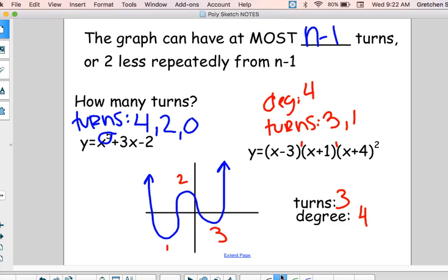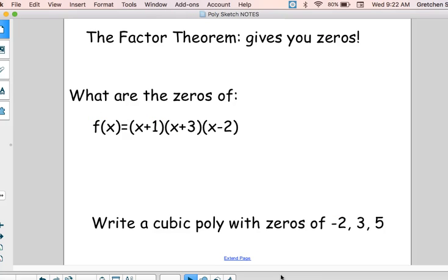So end behavior and turns are all based on the degree. The degree is the what? The exponent, the highest exponent. The other thing that we really look at is something you already know. It has to do with the factor theorem, which gives you zeros. So you guys are used to doing this.